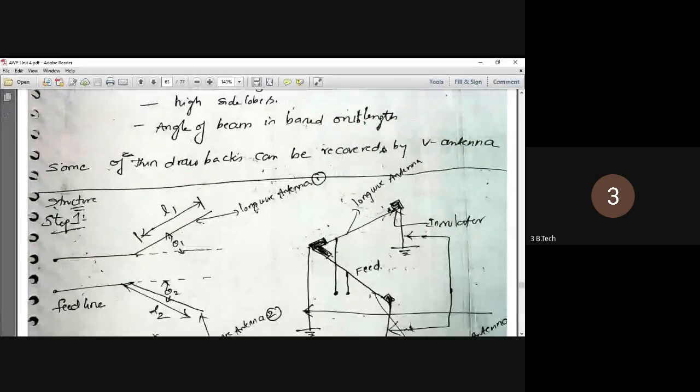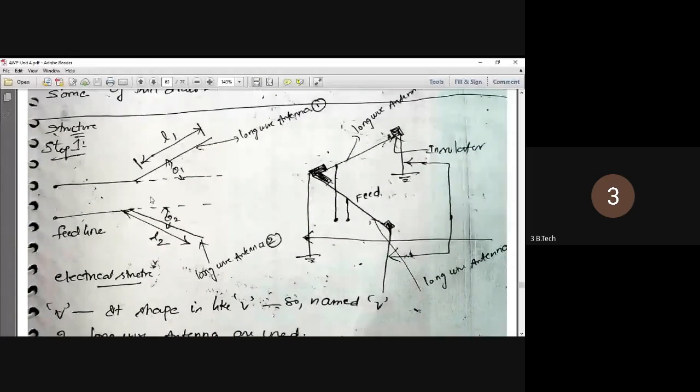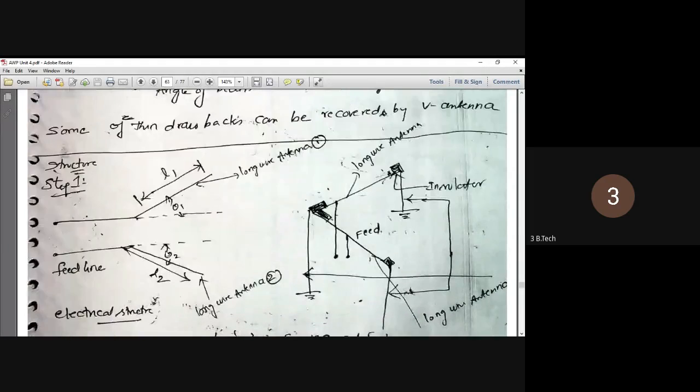So the basics of V antenna. Here yesterday I told you, it is shaped like V, so named V, right? Yesterday, for those who missed the classes, I'm just revising here. It is shaped like V, so named V. At one end of the V, it is called a longer antenna, and the other end of the V is also a long antenna. Two longer antennas are taken. The length of the first longer antenna is L1. The length of the second longer antenna is L2. The angle which the first longer antenna makes with respect to the axis is theta 1. The angle which longer antenna 2 makes with respect to the axis is theta 2. Okay. So two longer antennas are used.